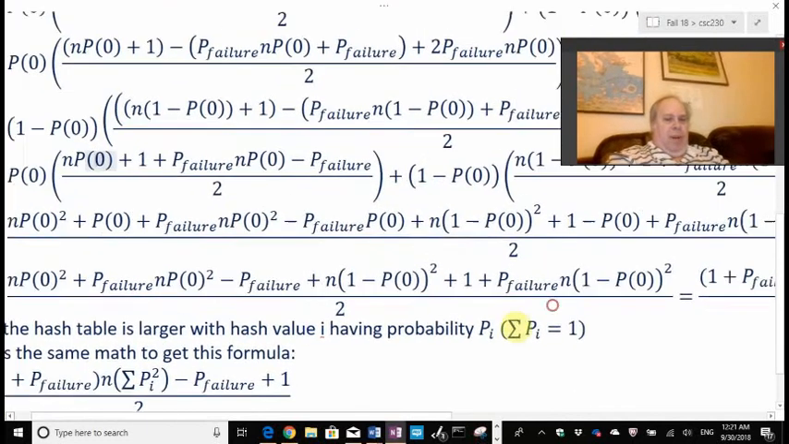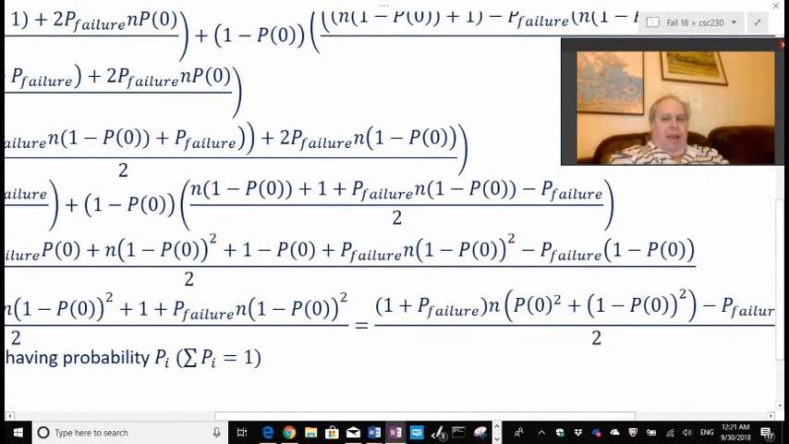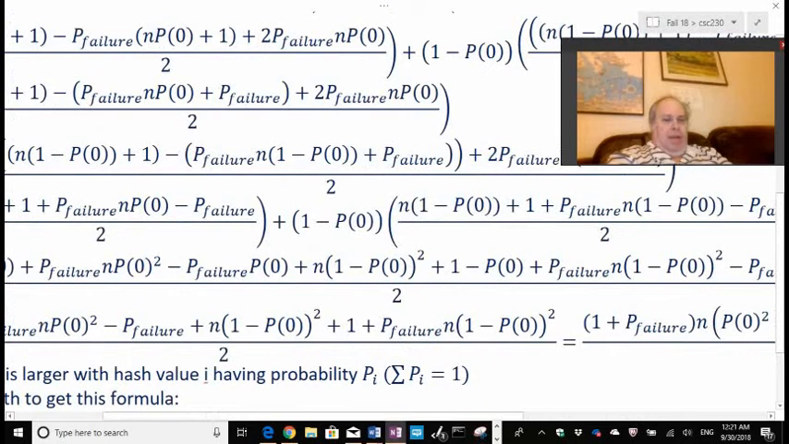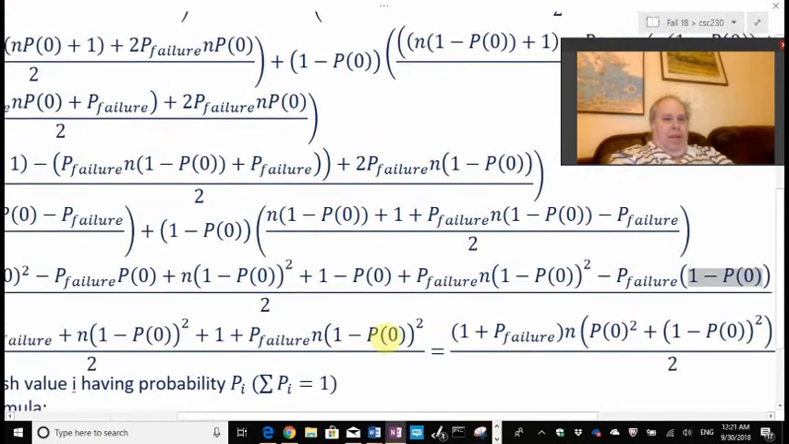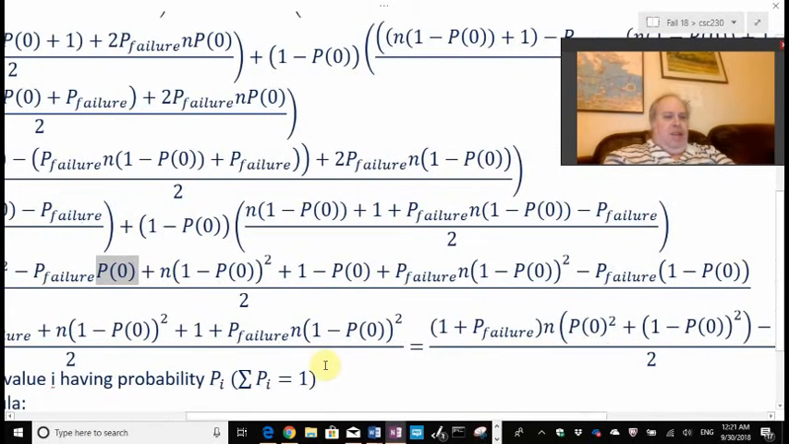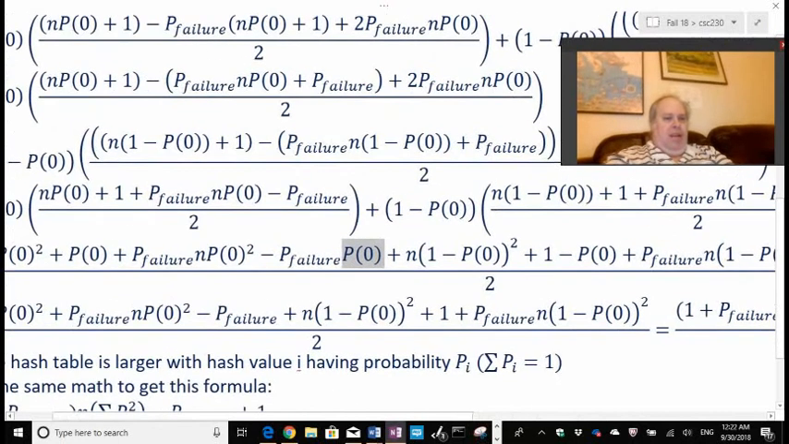Now we're going to take advantage of the fact that 1 minus P of 0, this guy, for example, plus P of 0, that's this guy, is 1. So these two, minus P of failure times 1 minus P of 0 plus minus P of failure, P of 0 is just minus P of failure. So this guy turned into minus P of failure.